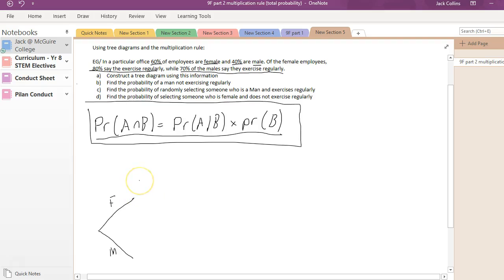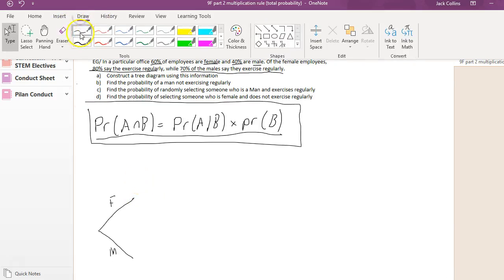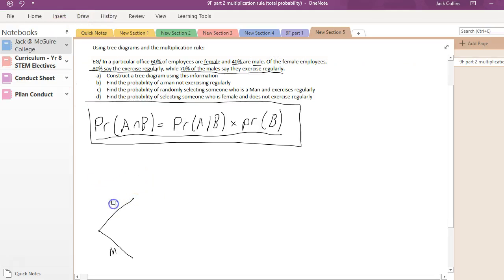Sorry about that, guys. So probability of selecting a female and a male. So probability of female, and you write the probability on the branch here. So 0.6 and then 0.4. So total probability means that these are complementary events. They're either male or female in this exercise. 0.6 plus 0.4 is 1.